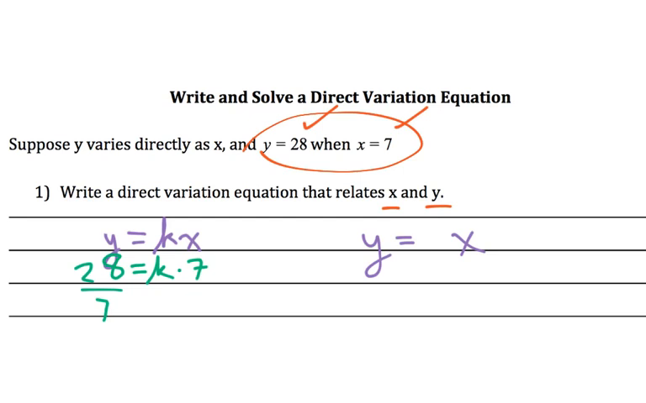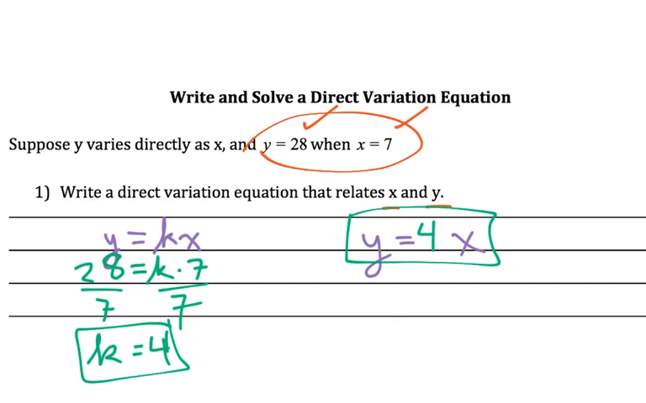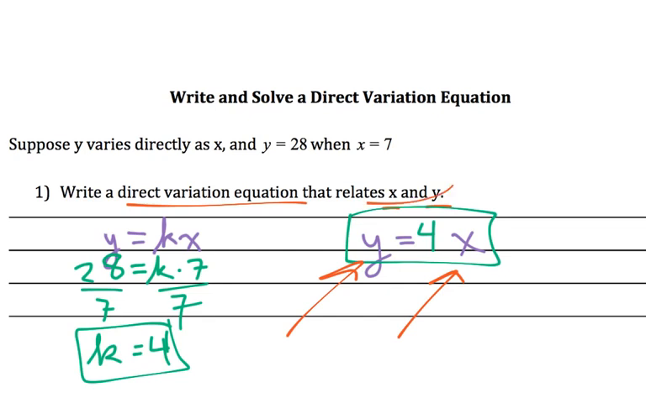So this is simple to solve. I'll divide both sides by 7. And I'll get k is equal to 4. And then just write y equals 4x. Well, not too crazy complicated, but let's check it by plugging 7 in. 4 times 7 does give me 28. So what this means is that if x is 0, y would be 0. If x is 1, then 4 times 1 would give me 4. So we have a direct variation equation connecting x to y.